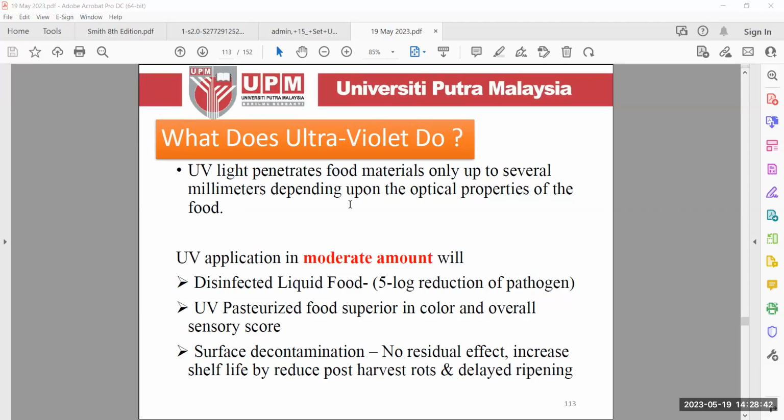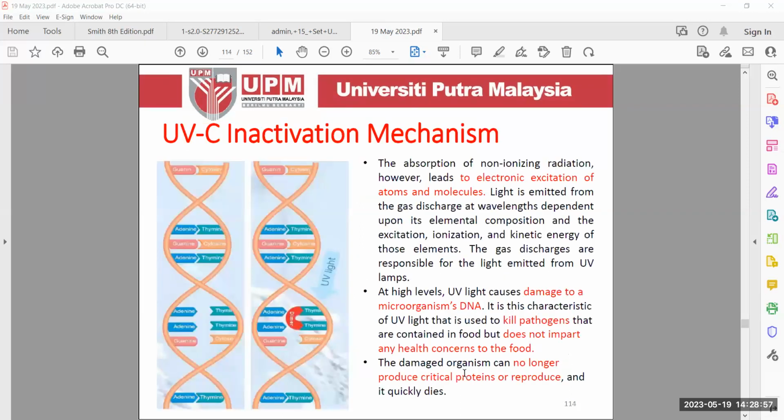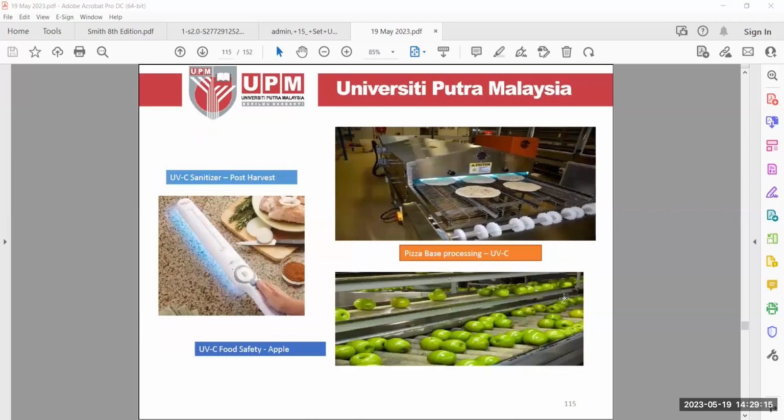And the best part about ultraviolet is you can use it for surface decontamination of your fruit or even vegetables. Okay, so you can increase the shelf life and you can reduce the post-harvest rot or ripening. The mechanism is basically again the same as we have talked about previously. Okay, it is about affecting the DNA of your microorganism. So these are some of the usage.